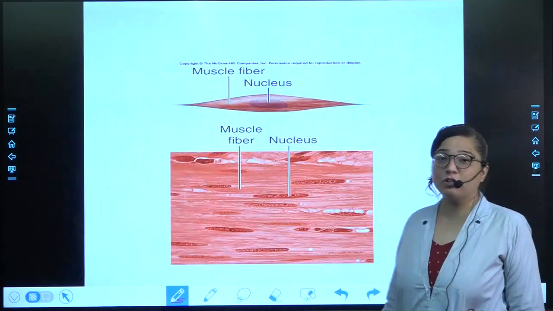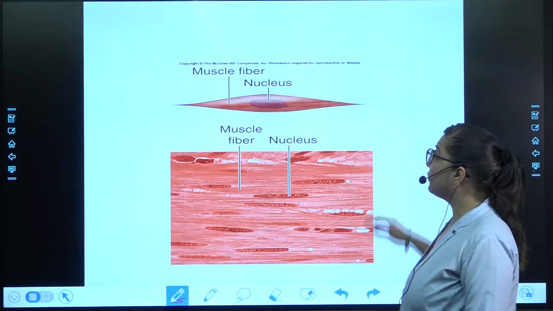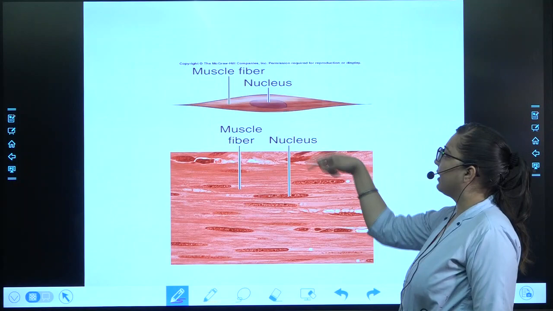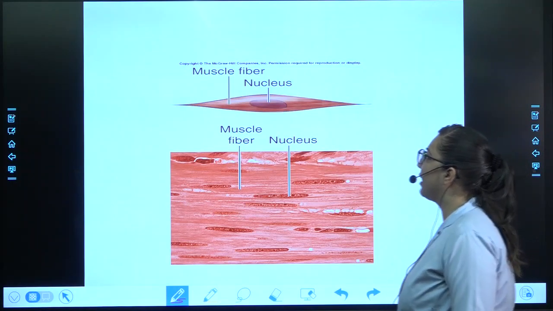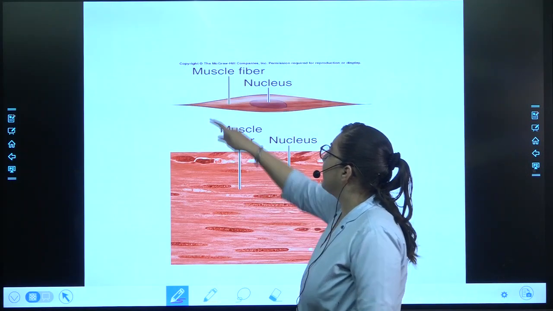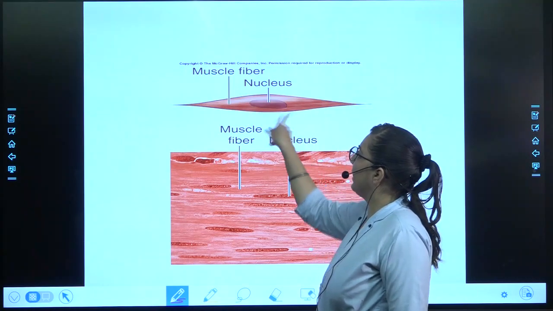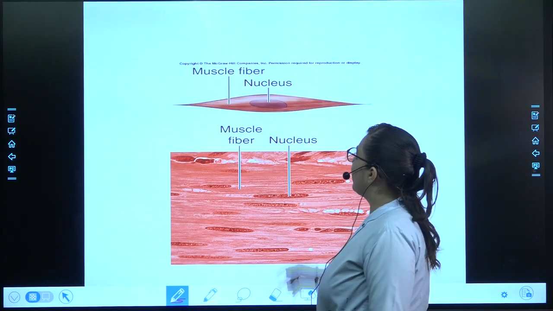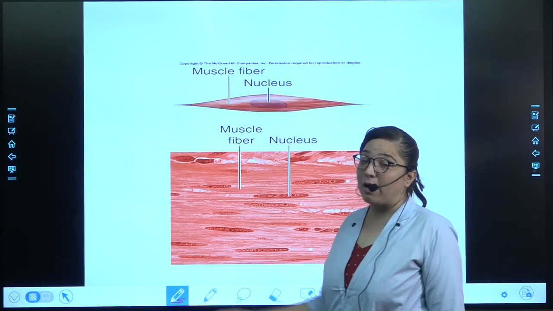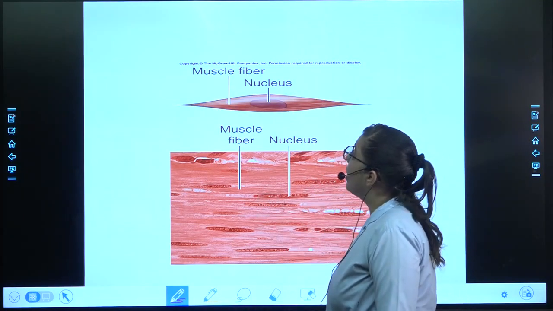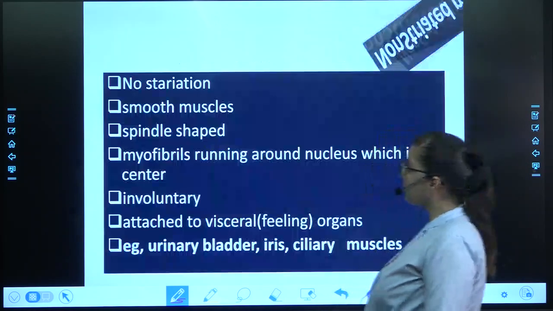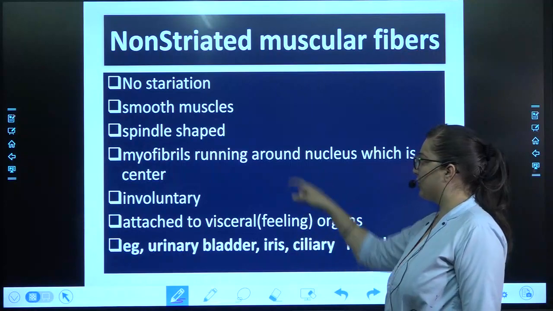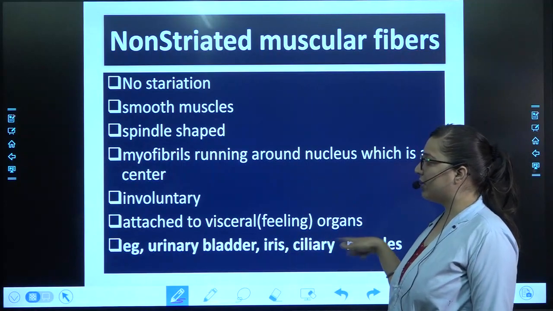this is about the muscular fibers. You can see these are the smooth muscle fibers that are running like this. So in the smooth muscle fibers, you can see that these linings are going, and at the center you have the nucleus. So they are uninucleated, and the myofibrils are running straight longitudinally. They have no striations, smooth muscle spindle shapes, and the myofibrils are running.